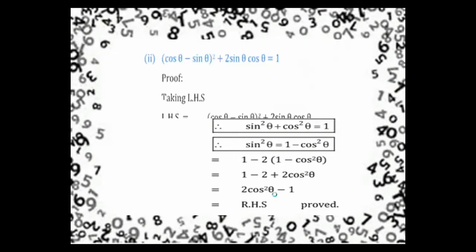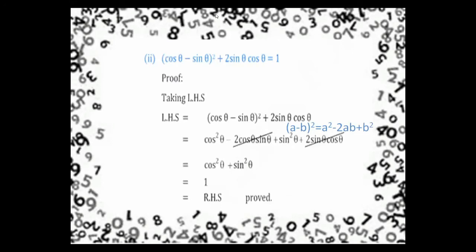Now move towards the next question, that is (cos theta minus sin theta) whole square plus 2 sin theta cos theta is equal to 1. Before starting the solution, we write the heading of proof, because we are going to prove that left hand side is equal to right hand side. Here we are taking the left hand side, that is (cos theta minus sin theta) whole square plus 2 sin theta cos theta.